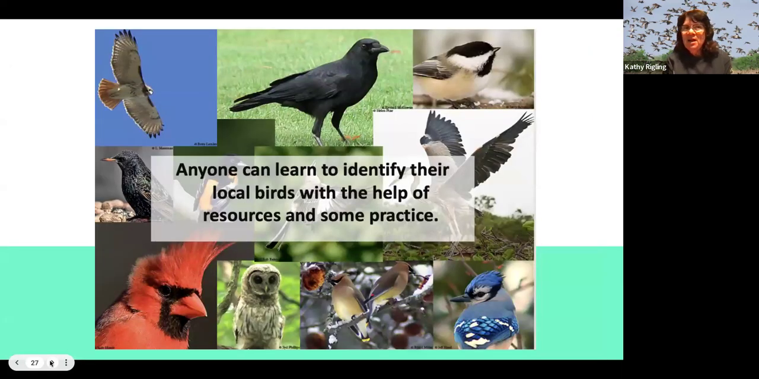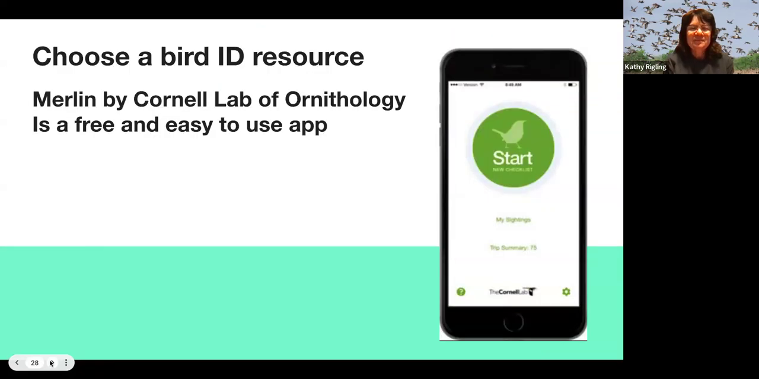Now, you might wonder, well, we can't count birds because I don't know what they are. There's a lot of resources I'm going to share with you that will help you. And you don't have to count everything that you see, only the things you can identify. So there's some great resources. Merlin, which is a free app for your phone by the Cornell Lab of Ornithology, is very easy to use and can definitely help you identify the birds that you see on your campus.